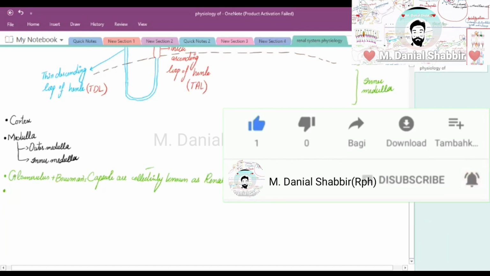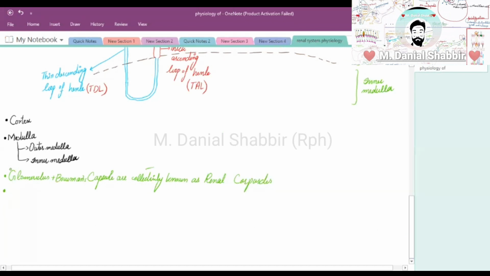Next point is the glomerulus is 200 micrometer in diameter. Okay.